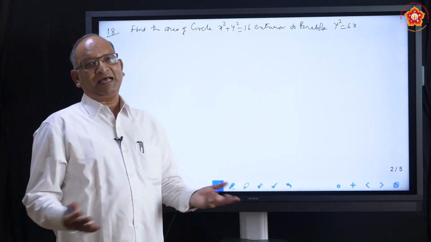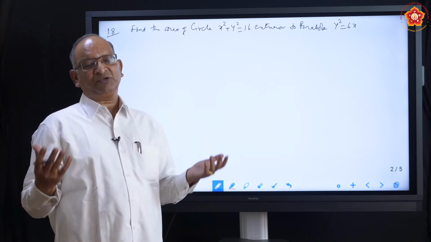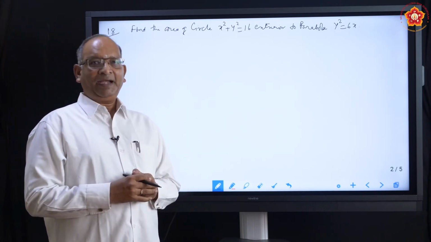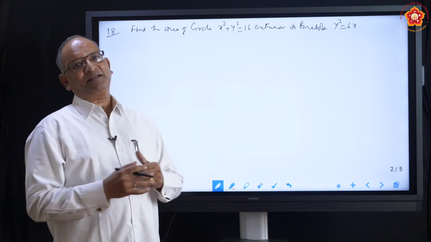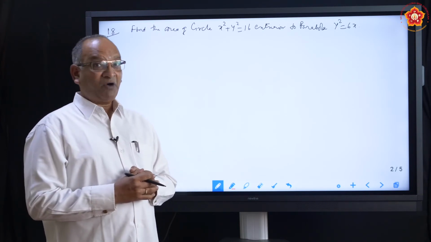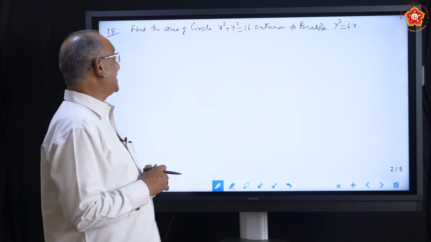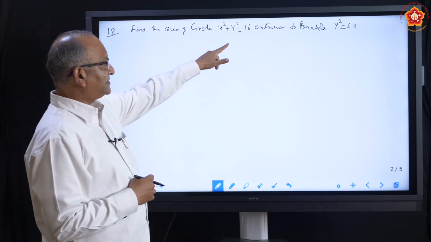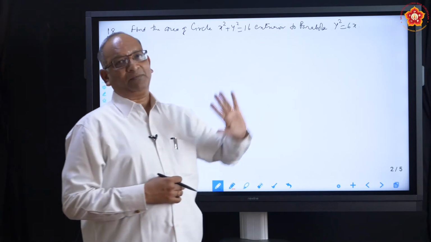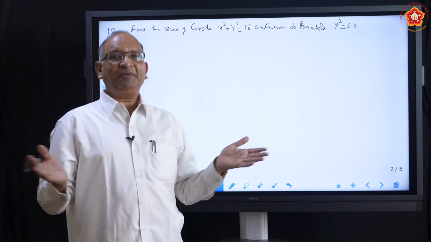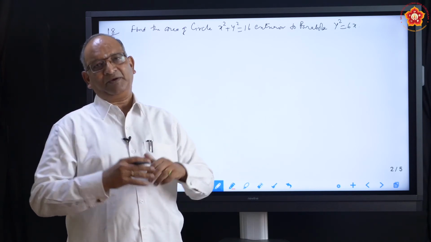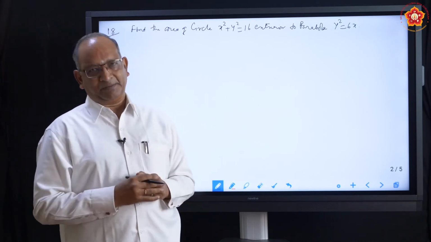Very similar to the last problem. In the last problem also we had a circle and a parabola. Here also we have a circle and a parabola. But what he is asking is different. What is he asking? Find the area of the circle exterior to the parabola. In the previous problem it was inside the parabola. Now he is asking what is outside the parabola.